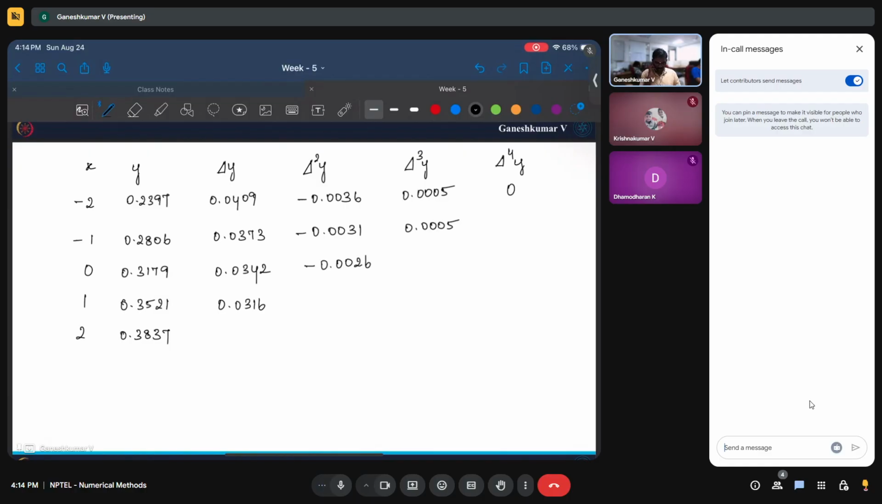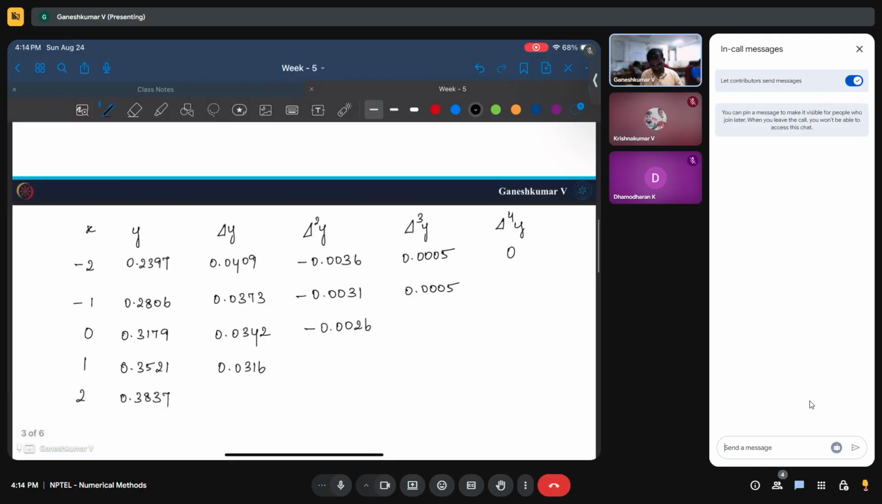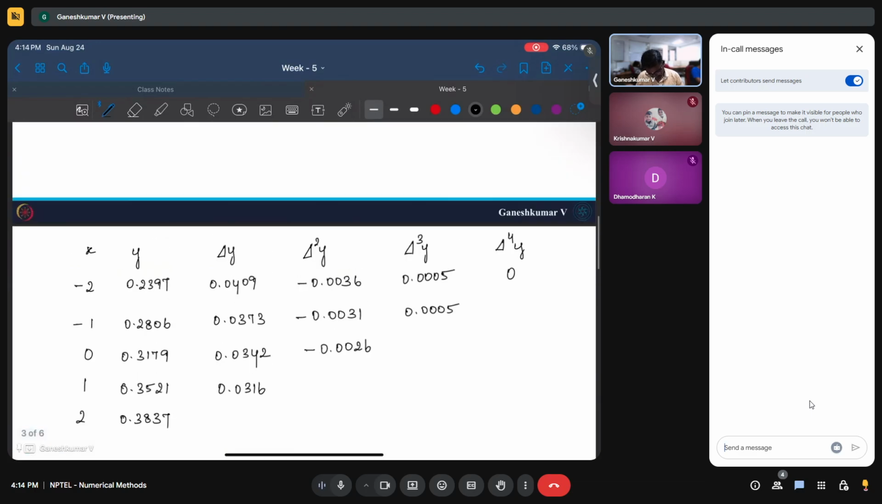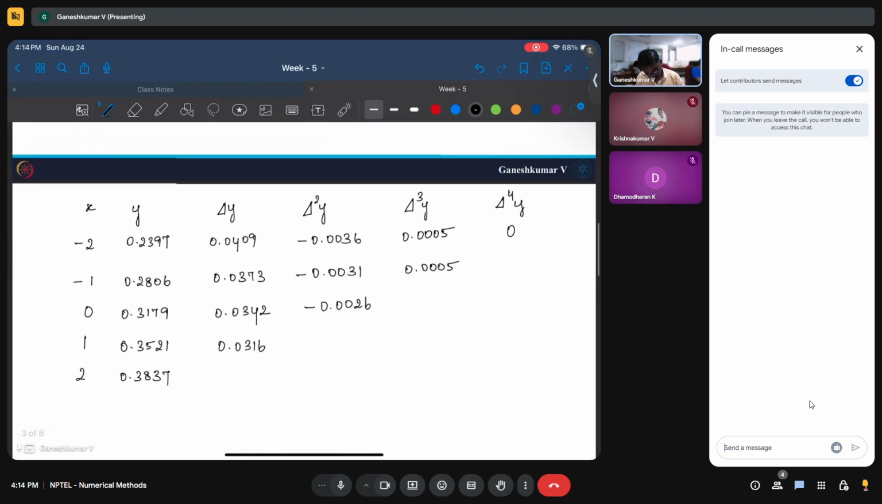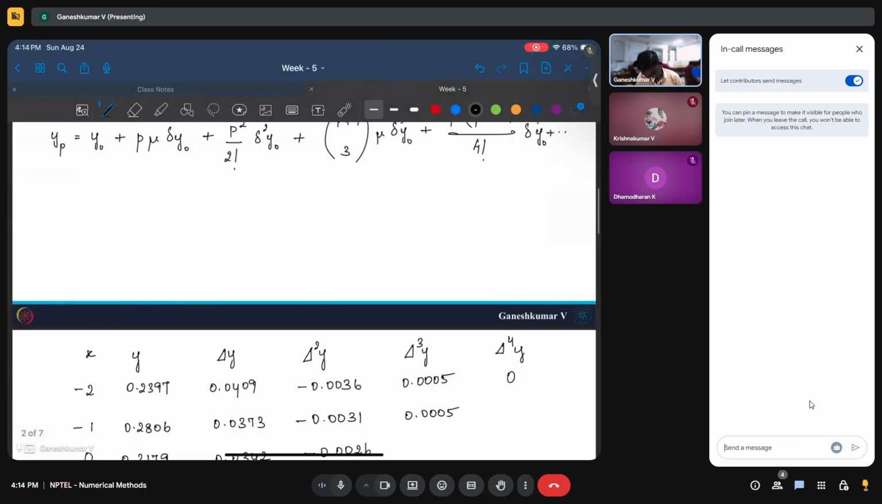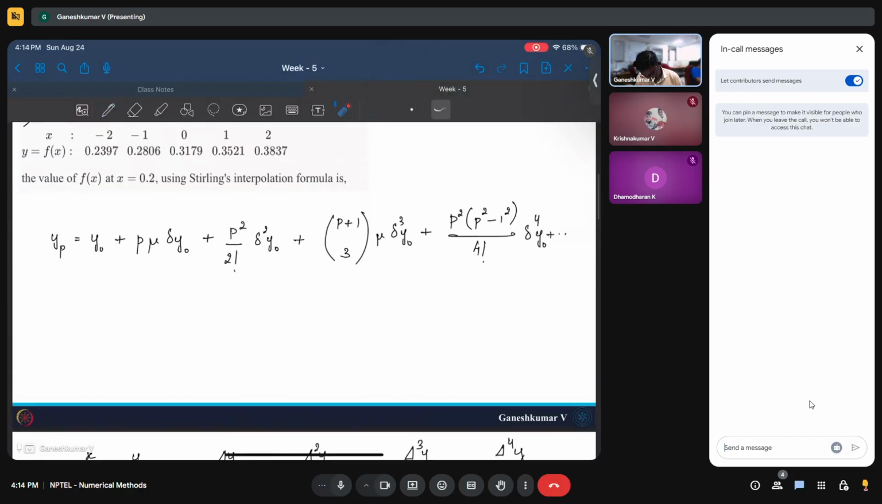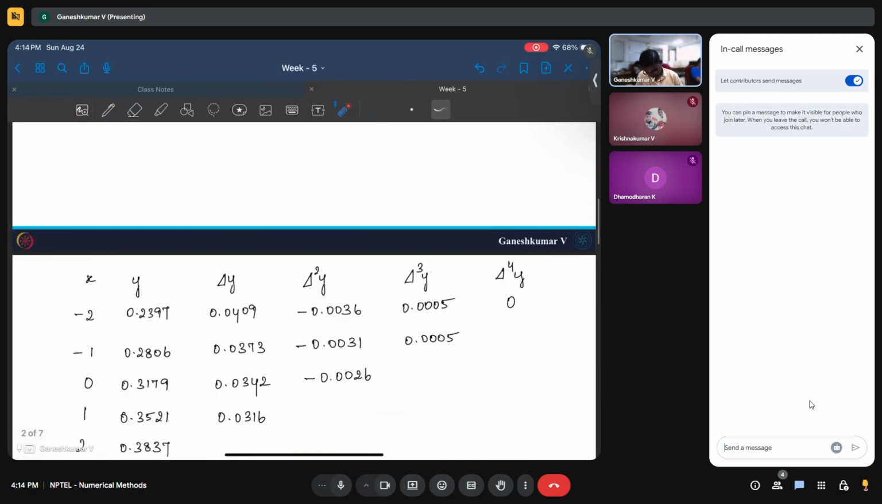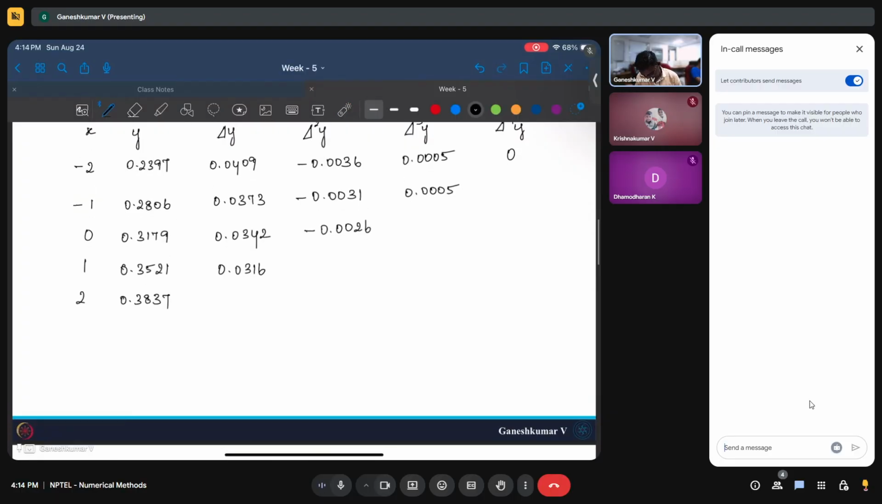Okay, so now we have constructed the forward difference table. What we need to find out is f of x at x equal to 0.2. So where does this lie? It lies somewhere here.